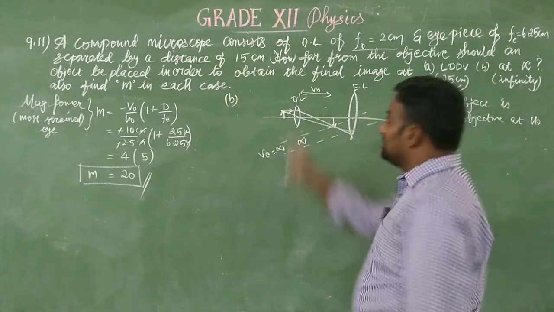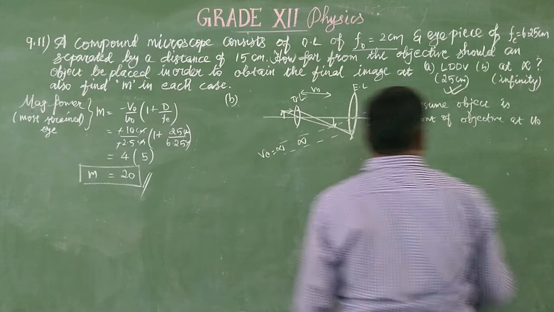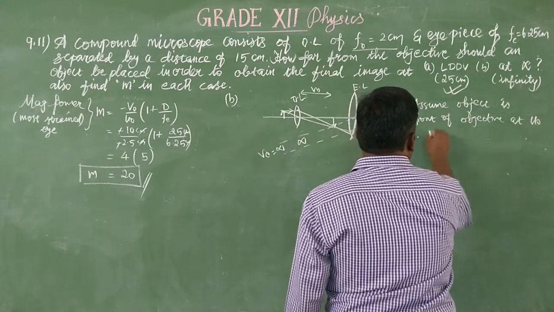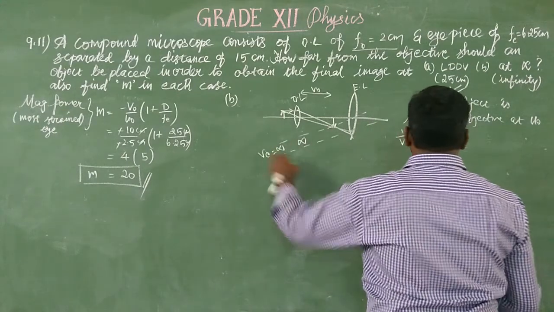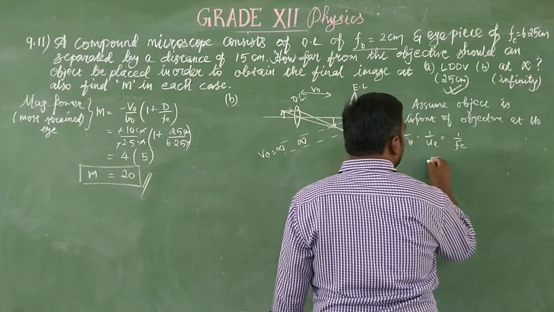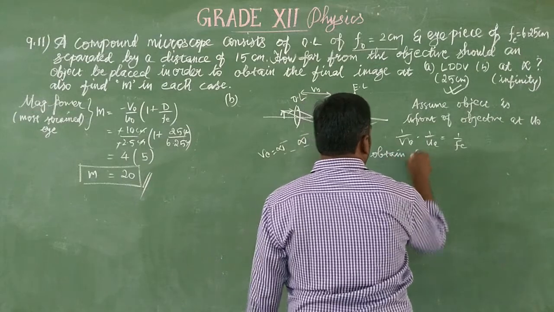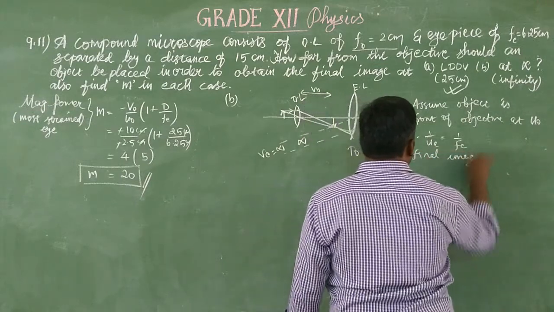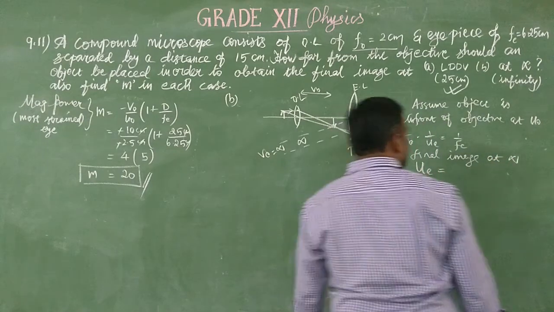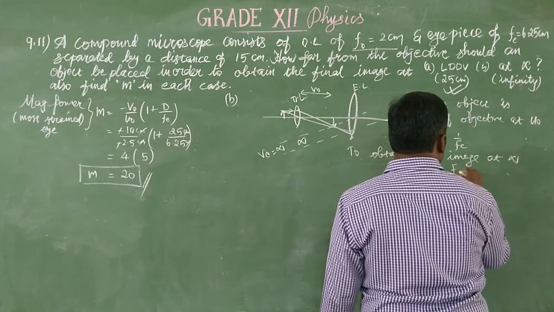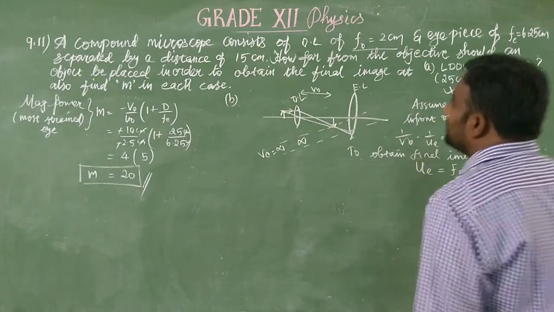Okay, without strain. Actually in that case, at least distance of distinct vision we get strain, but this one we get without strain. So 1 by VE minus 1 by UE is equal to 1 by FE. So to obtain the final image at infinity, we need UE, no? Yes, to obtain the final image at infinity, the object of the eye lens is at the focal length of the eye lens, that is equal to 6.25 centimeter. Already it's given in the question itself.